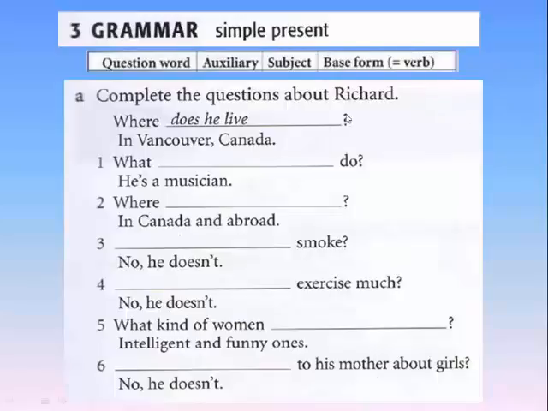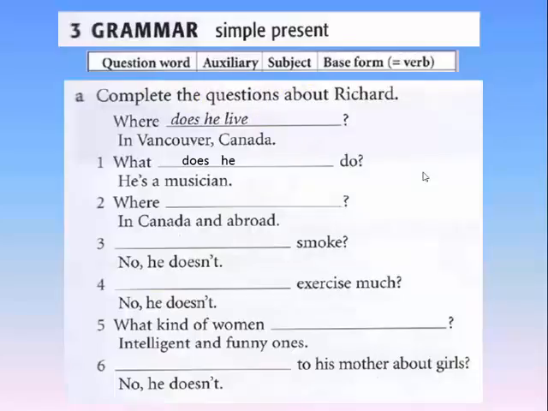Let's check the first one. Where? In Vancouver, Canada. The question is, where does he live? And this follows the rules of word order in questions. Where, question word, does, auxiliary, he, subject, live, the base form. Let's do the others. What do? He's a musician. How do we ask in English the activity of a person? We ask by asking, what does he do?